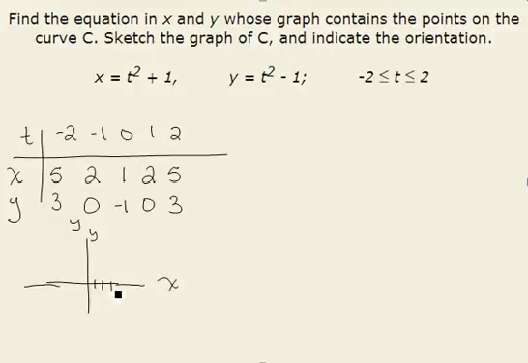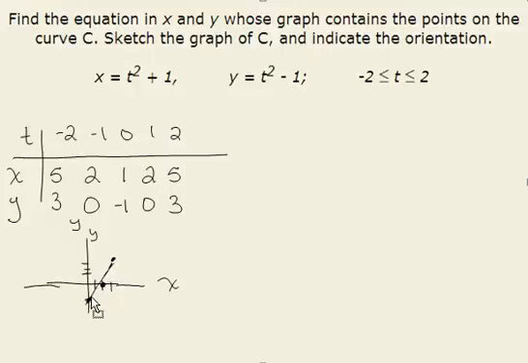So when x is equal to 5, y is equal to 3. When x is equal to 2, y is equal to 0. And when x is equal to 1, y is equal to negative 1. And then it goes back. When x is equal to 2, y is equal to 0. And when x is equal to 5, y is equal to 3.